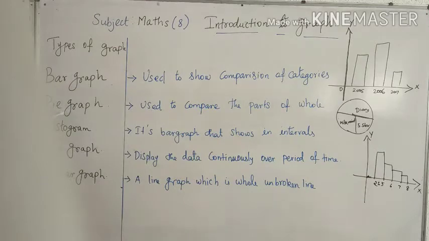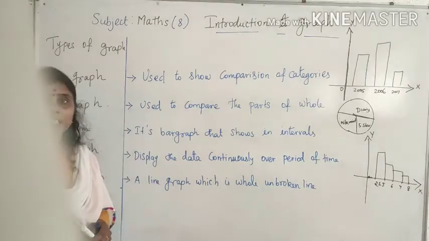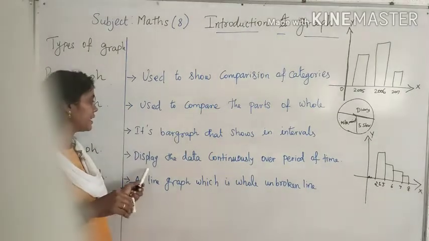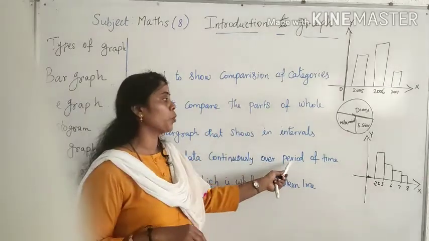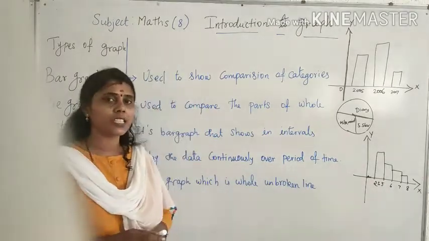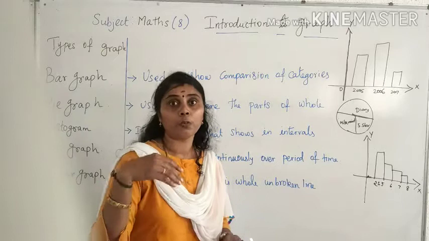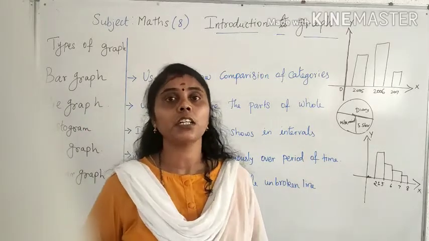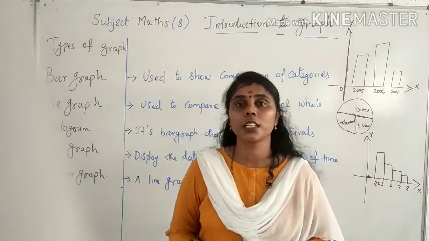And the pie graph you learned in class 8. That is where you want to compare the parts of a whole, then you use the pie graph. Then the histogram. This line graph we are learning now. It displays the data continuously over a period of time. What is that, over a period of time? You might have watched this line graph in a cricket match. Many of you have seen it in a cricket match.